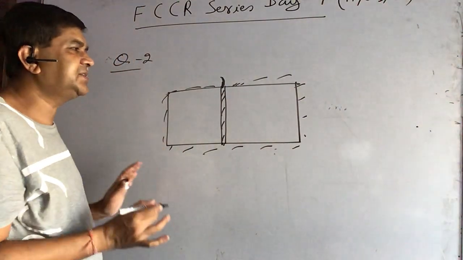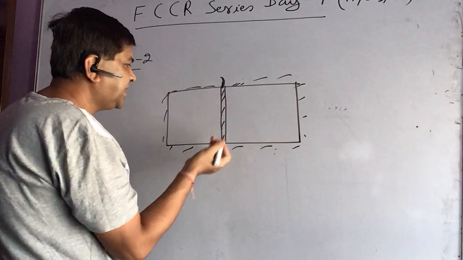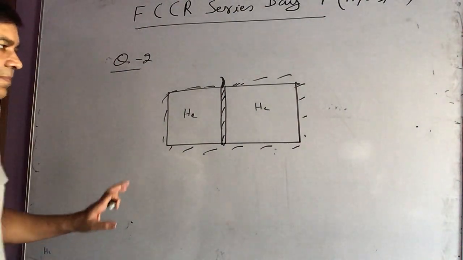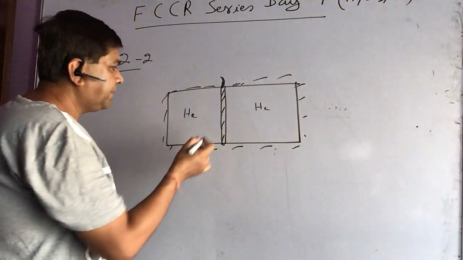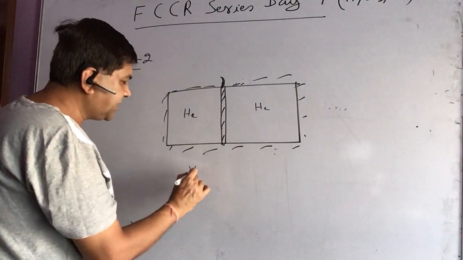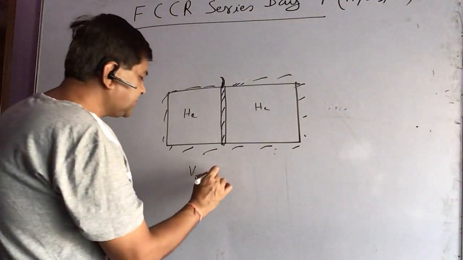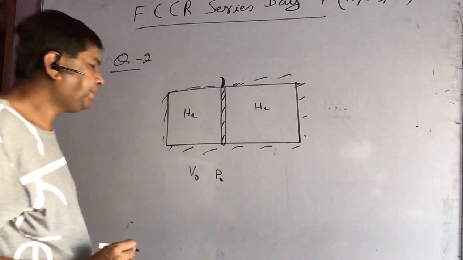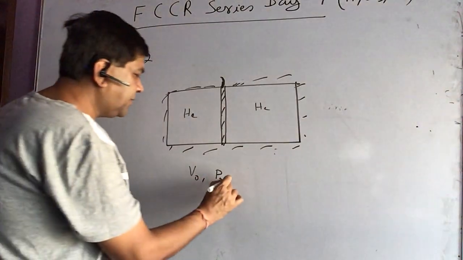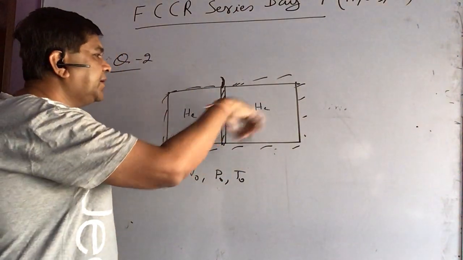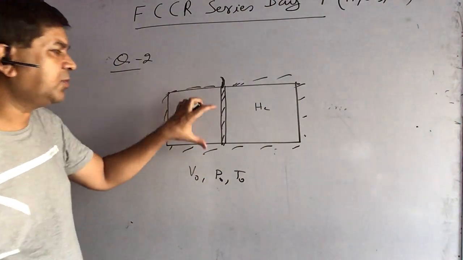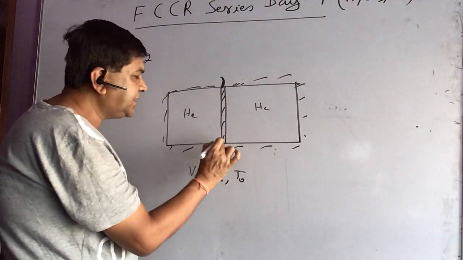Both the sides contain the same gas, say helium gas, and the total volume of the cylinder is given. The initial pressure of the gases on both sides is P0, and the initial temperature is T0. They are adiabatic parts, so they cannot exchange heat with each other. And this is a movable piston that can be moved.